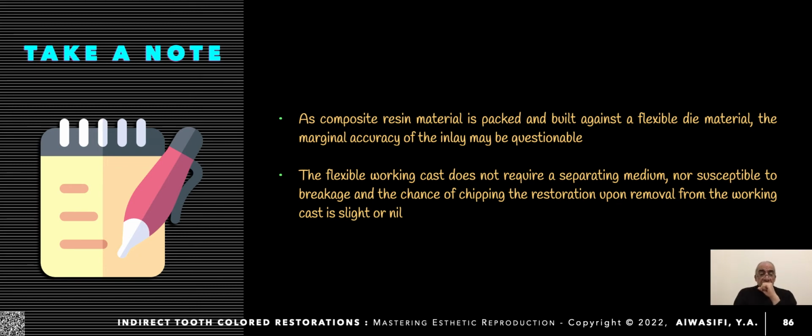For a flexible die working cast, you do not need a separating medium, nor is the material susceptible to breakage, and the chance of chipping of the restoration upon removal from the working cast is slight or nil because it's rubbery. Once you stretch it, you could notice how much easier it can be removed from the die material.